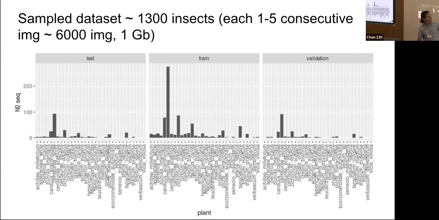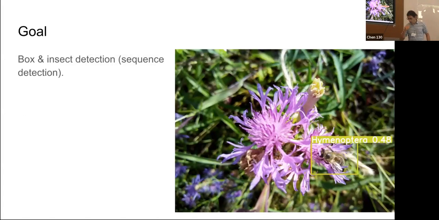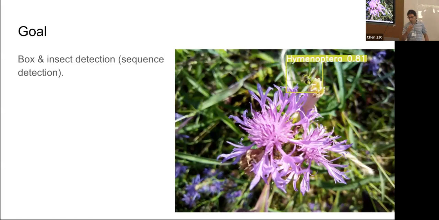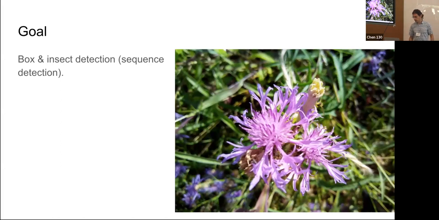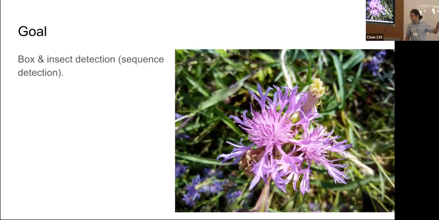If an insect appears across 10 consecutive images, that sequence appears either in the test, train, or validation set. So I managed to split the data for this summer school, and my goals are to have box detection, and then also sequence detection or insect detection as alternative synonyms between these two. What you see here is a video I made out of the sequence of images, just to have an idea how the data looks like in real time.